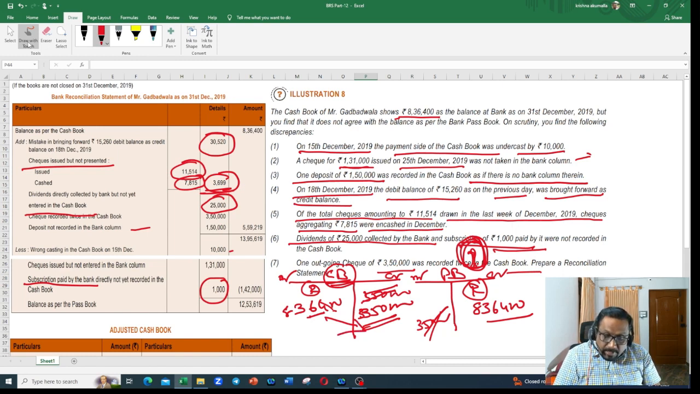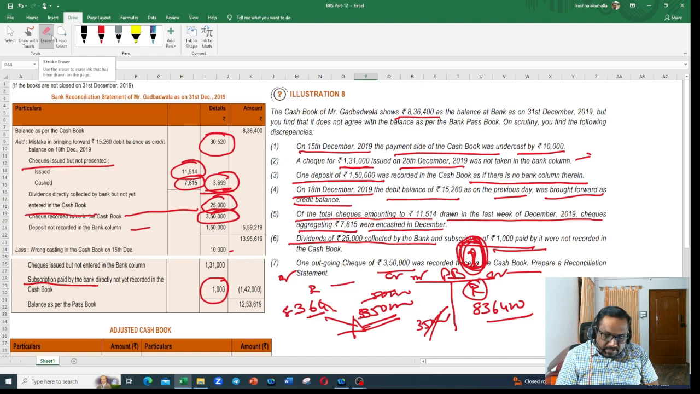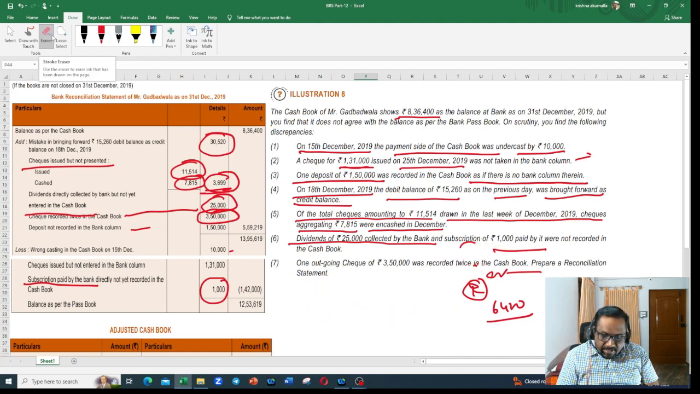But my passbook balance is increased. Since my passbook balance is increased, I need to add this amount, 3,50,000, saying that check recorded twice in the cash book, 3,50,000. So that is what we recorded. Now we have recorded all the transactions. Let me go ahead and balance this to understand how much balance we are getting.